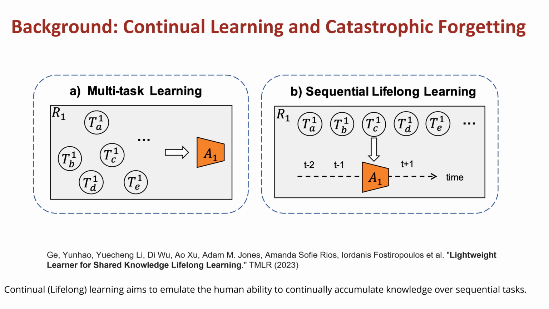The primary focus of our paper is to address the issue of catastrophic forgetting in continual learning. One of the key distinctions between continual learning and multitask learning is data accessibility. In multitask learning, all datasets are accessible simultaneously, whereas in continual learning, only one dataset is available at a time, and previous datasets become inaccessible.